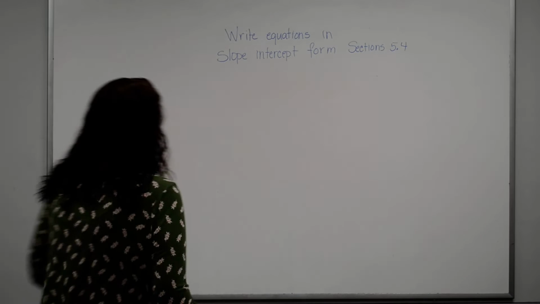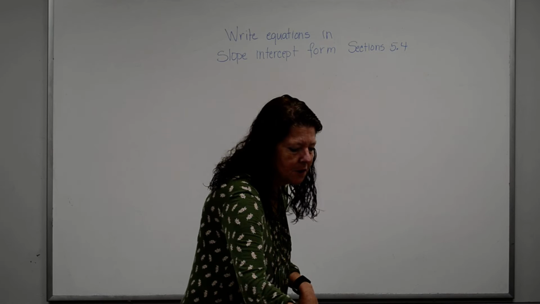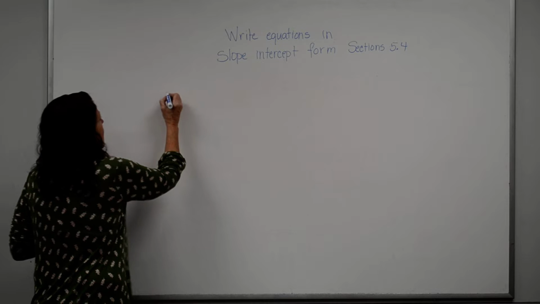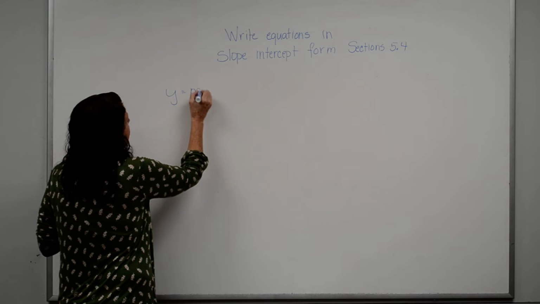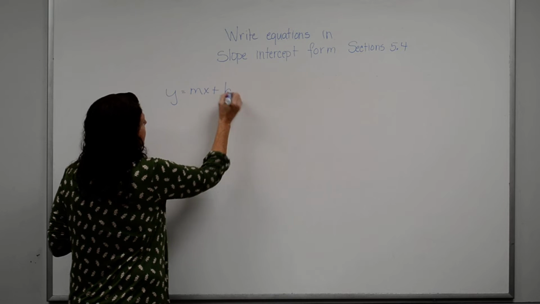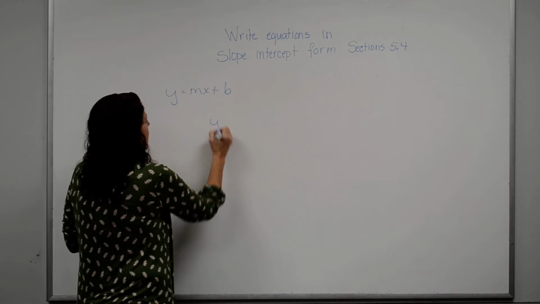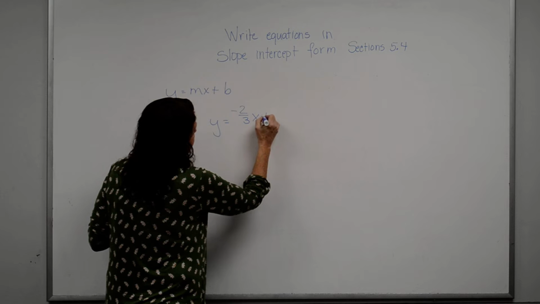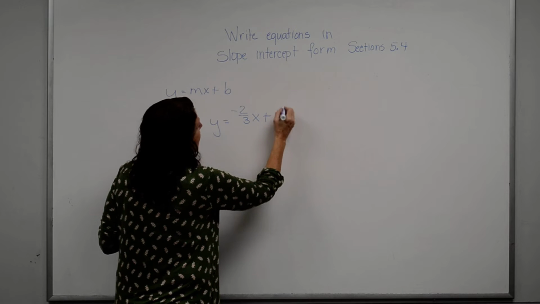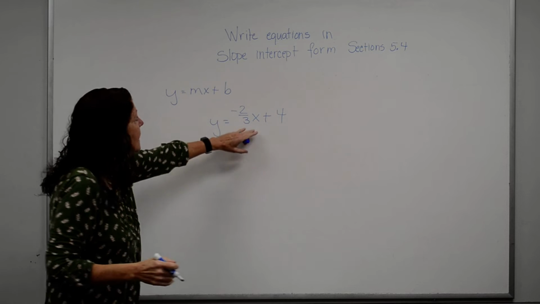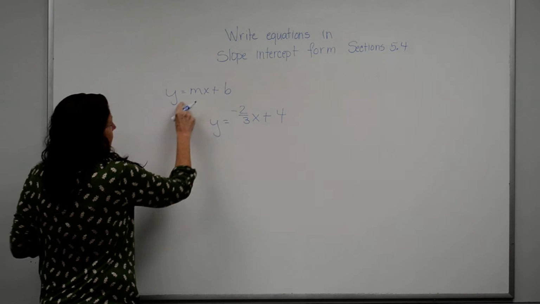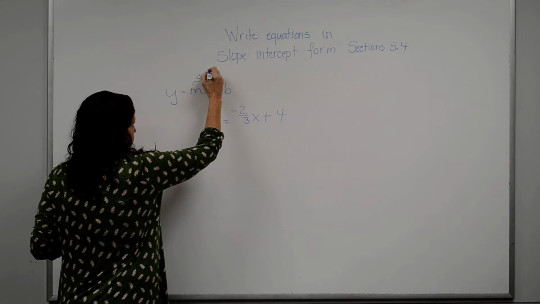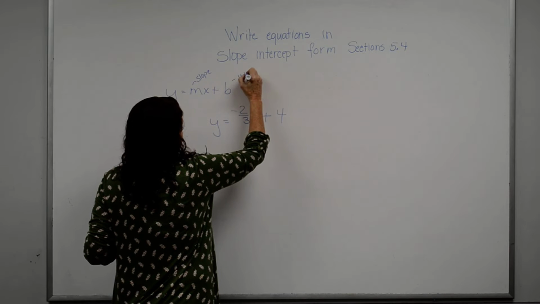This is section 5.4. Just real quick, we're going to review. We've been talking about slope-intercept form, which is y equals mx plus b. So if I have an equation that looks like this, negative 2/3 x plus 4, that is in slope-intercept form. This is my slope. This is my y-intercept.